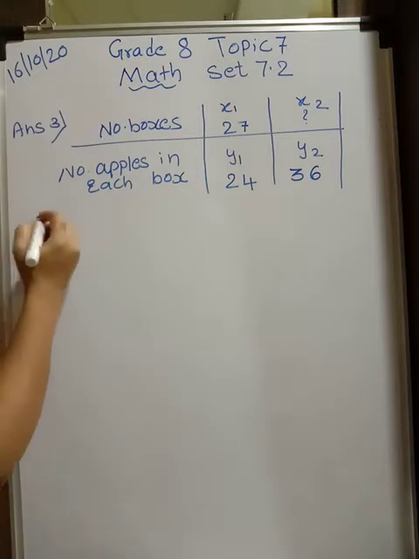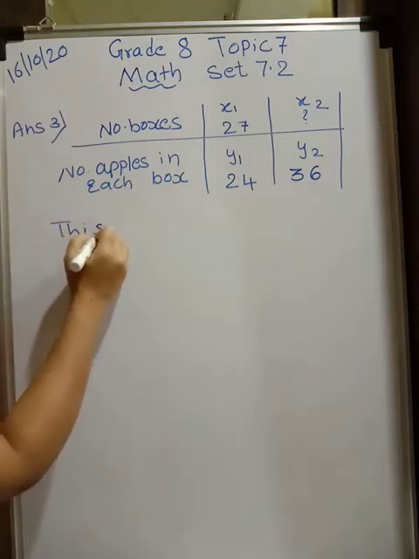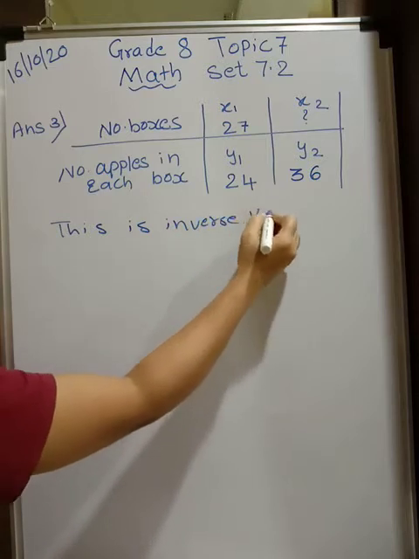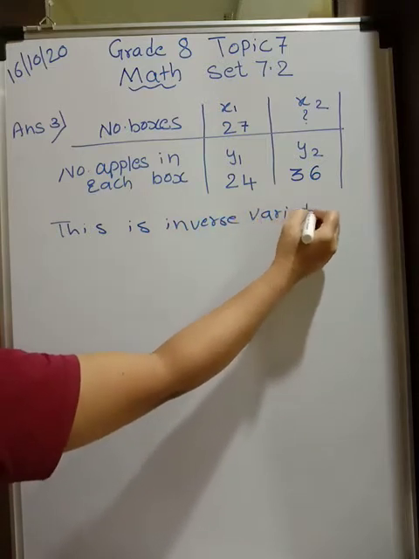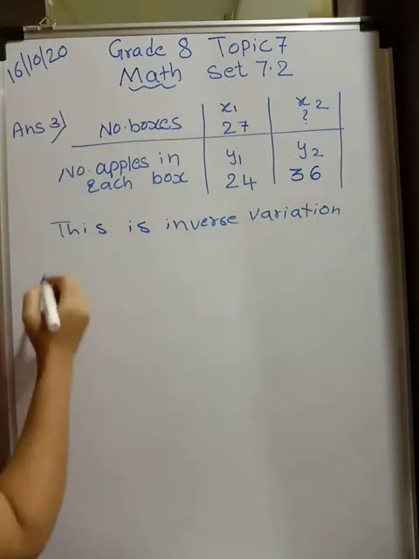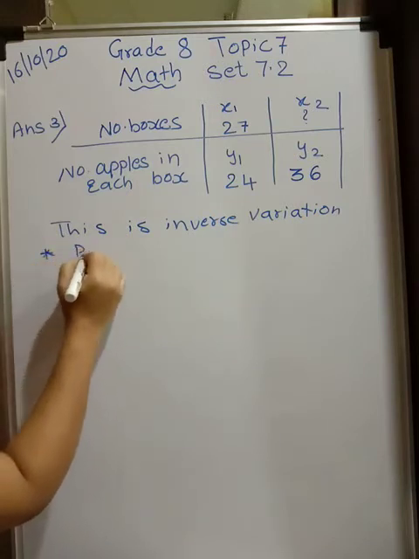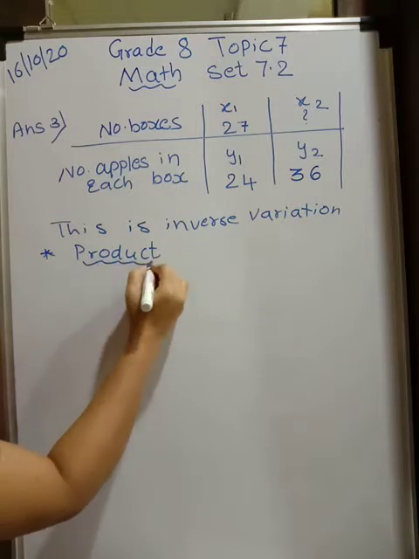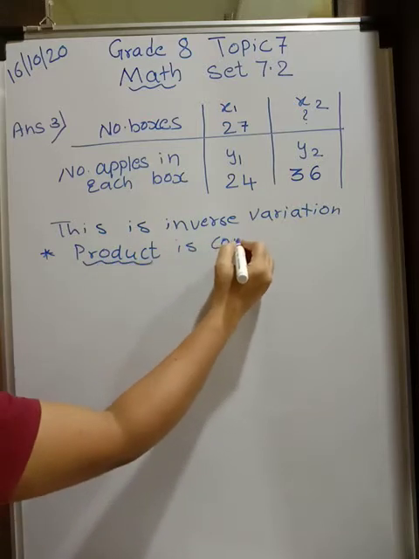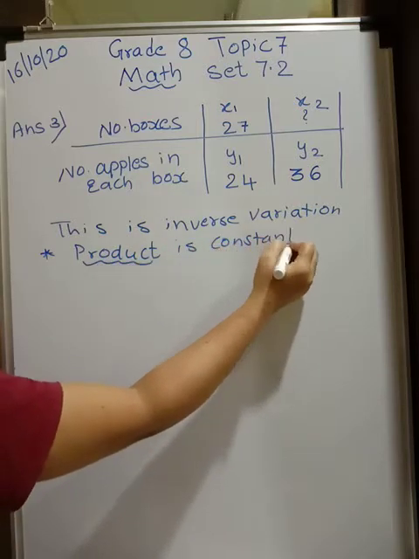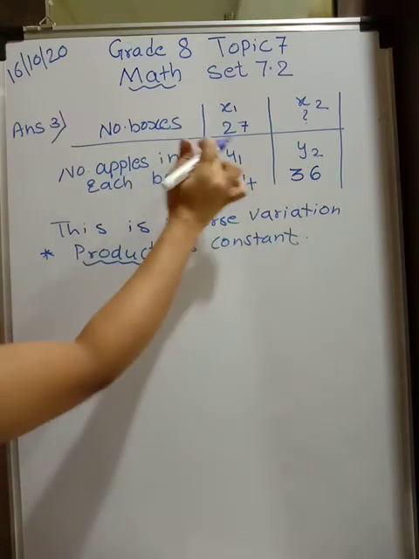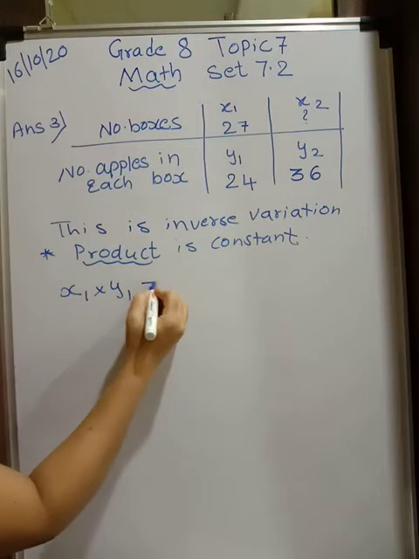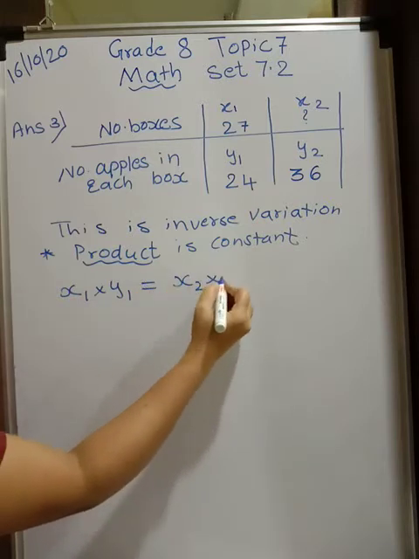Okay, so first what will you write? This is inverse variation. So in variation, what is important? In inverse variation, what is constant? Product is constant. Alright. So the product of these two will be constant. So x1 into y1 will be equal to x2 into y2.